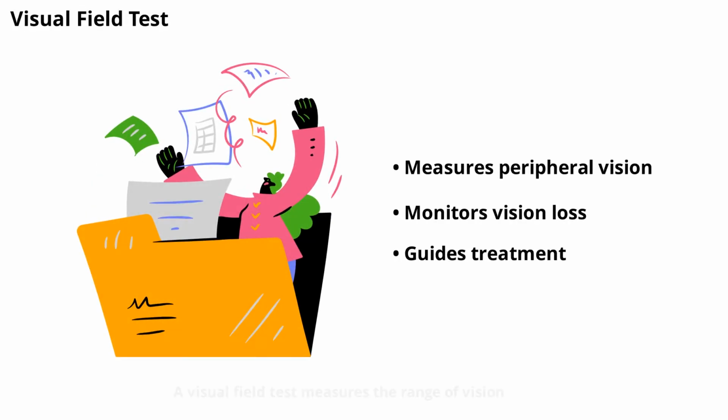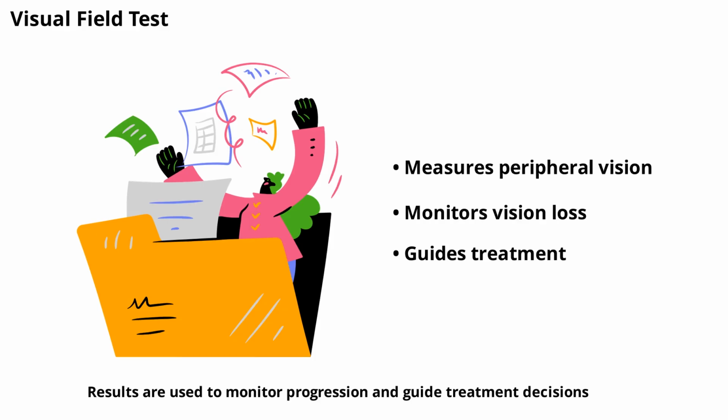A visual field test measures the range of vision, including peripheral vision. Cataracts can sometimes affect the field of vision, so this test helps determine the extent of vision loss. The patient responds to lights or objects appearing in different areas of their visual field. Results are used to monitor progression and guide treatment decisions, ensuring comprehensive evaluation of all aspects of vision.